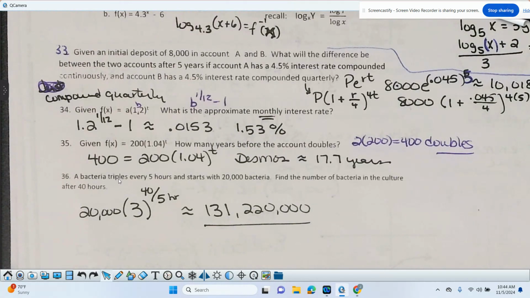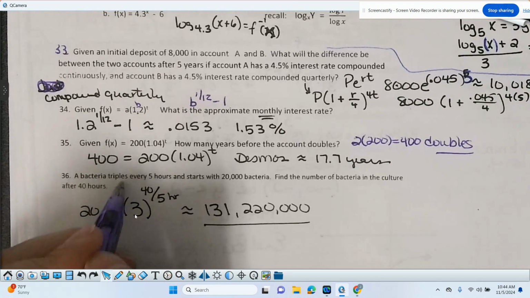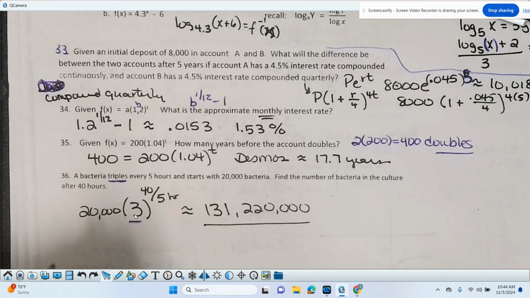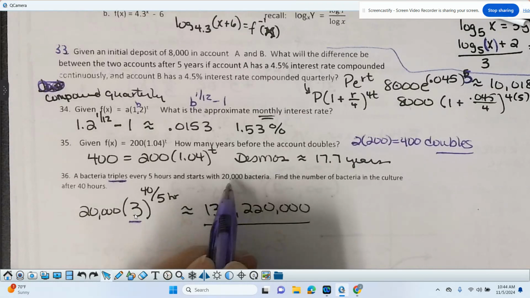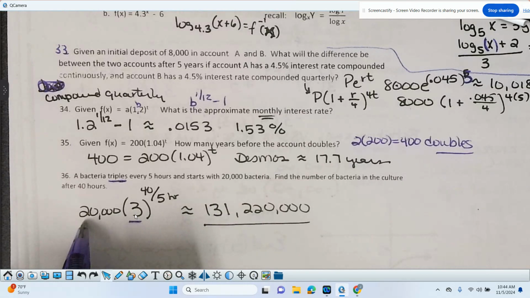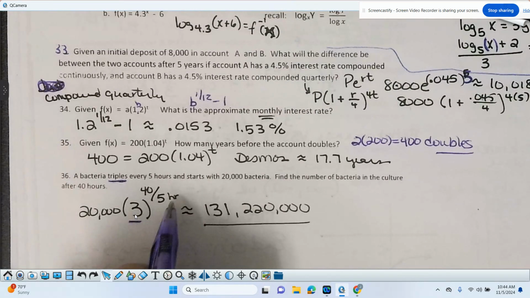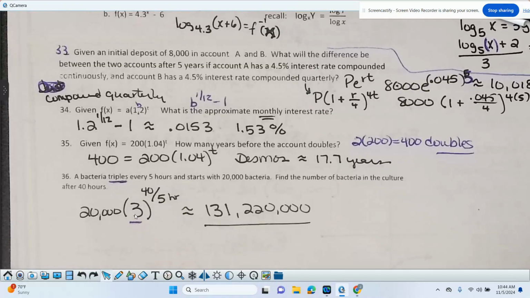Number 36, a bacteria triples every 5 hours. That triples means you're not going to have a rate. You immediately write triples, put a 3. Every 5 hours, divide by 5. Starts with 20,000, that's your start at. Find the number of bacteria after 40 hours. It was 5 hours, so 40 is my time. 40 goes on the top, and you can stick that whole thing exactly like you see it in Desmos, and it'll give you your answer.